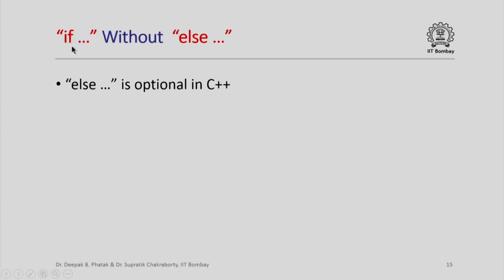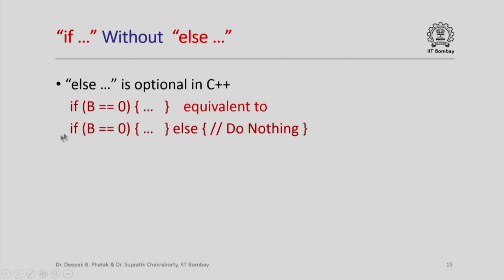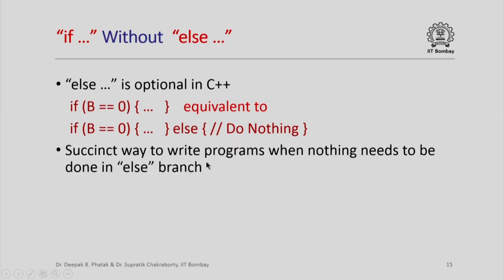C++ also allows you to write if without the else, as the else is indeed optional. But basically when you write an if statement without else, this is equivalent to saying it is the if statement and there is an else branch in which you do nothing. So this is really a succinct way to write programs when nothing needs to be done in the else branch.